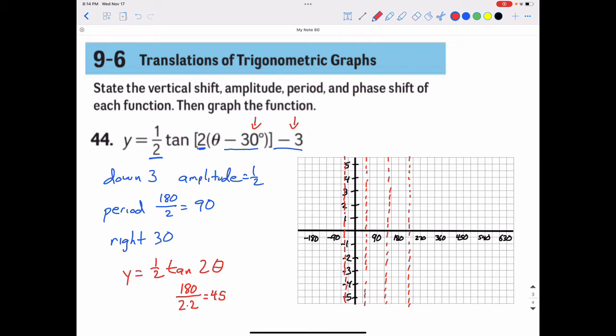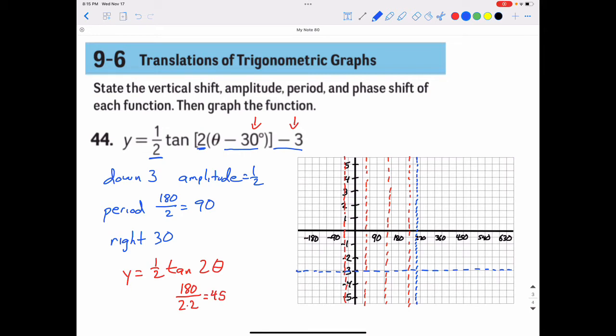Okay, so then we have to do our shift. So it is down 3 and right 30. Down 3 means I'm going to take my midline, the x-axis, and move it down 3 units. And then I'm going to go right 30. And that means every one of those asymptotes is also going to get moved right 30. So to move those asymptotes right 30, I'm going to start with the one on the right. And remember, each block equals 30. So right 30, that asymptote in red right next to it is now that asymptote in blue.